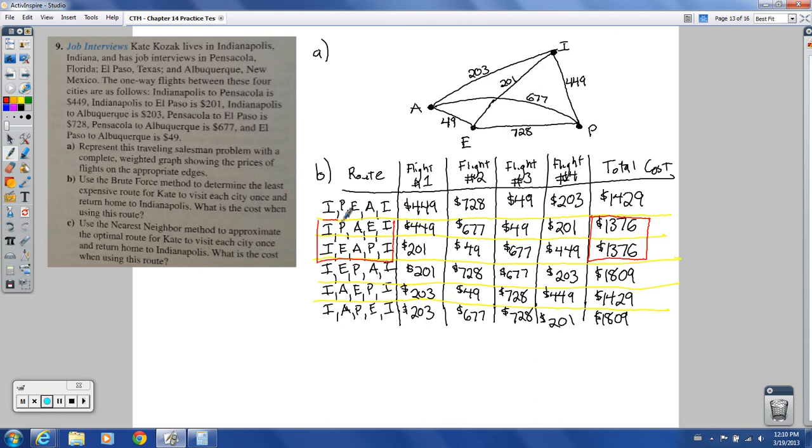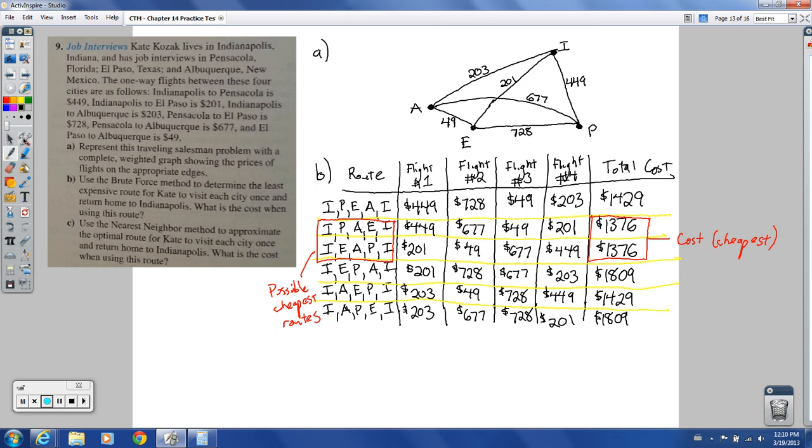So right here, this would be the cheapest. These are the possible routes right here. Possible routes, possible cheapest routes, and the cost going the cheapest way right there.